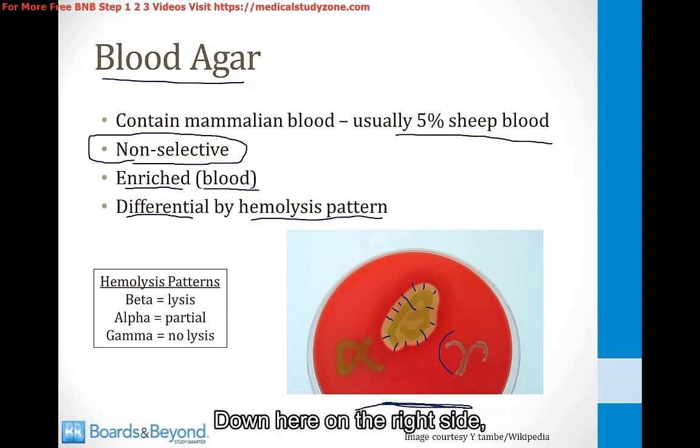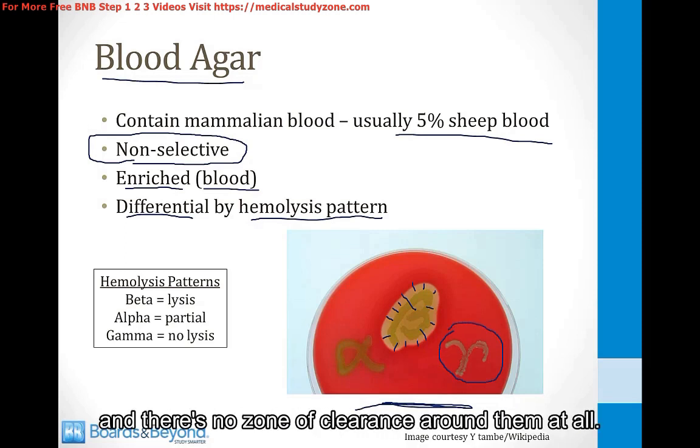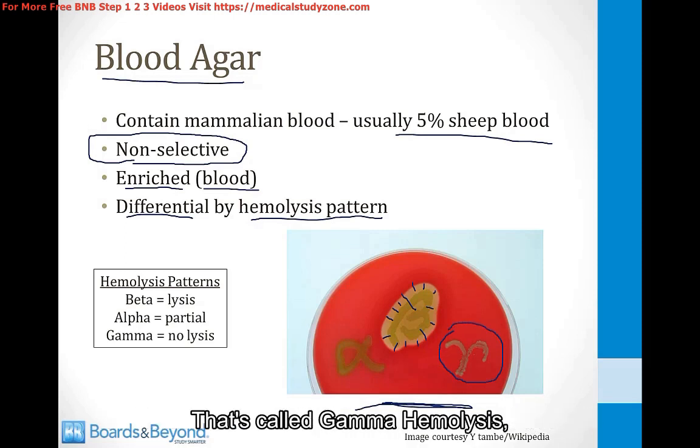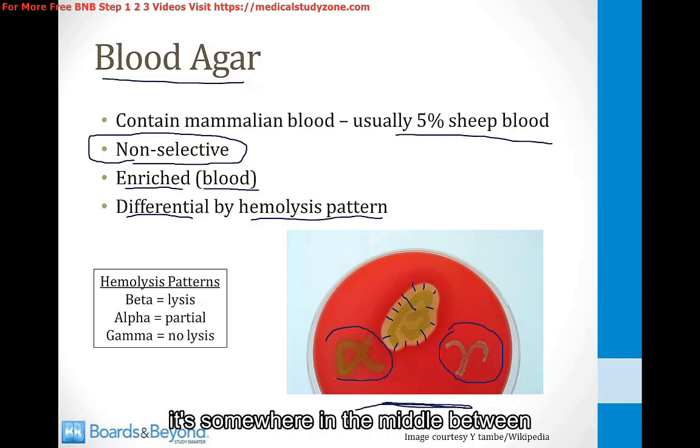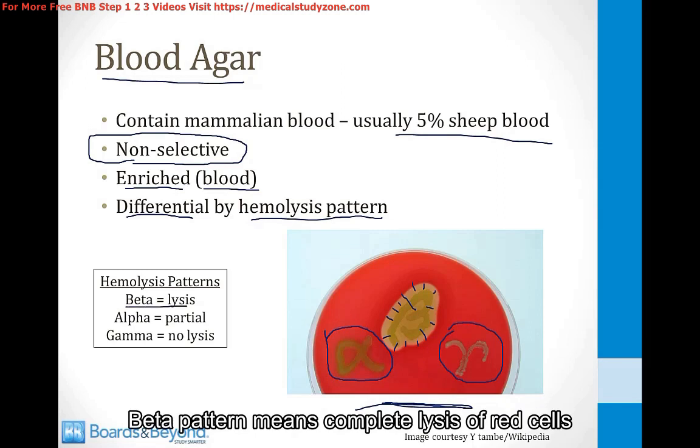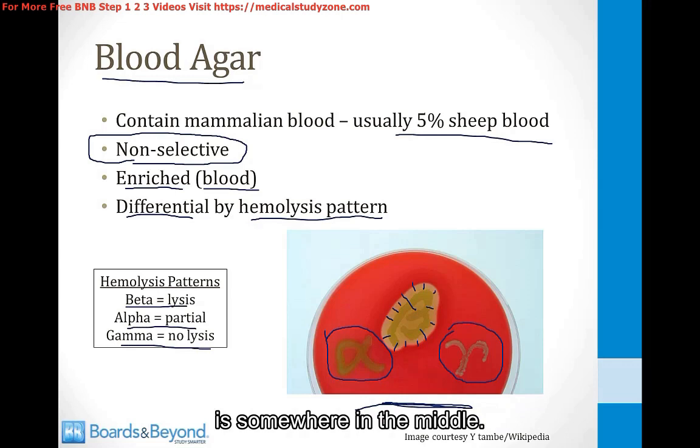Down here on the right side, there is what's called gamma hemolysis. These bacteria are growing on the media, and there's no zone of clearance around them at all, so that's called gamma hemolysis, which really means no hemolysis at all. And then alpha hemolysis is partial hemolysis. It's somewhere in the middle between the beta and gamma patterns. And I've summarized this over here. Beta pattern means complete lysis of red cells, gamma means no lysis, and alpha is somewhere in the middle.